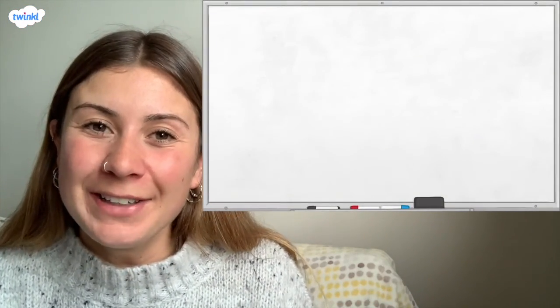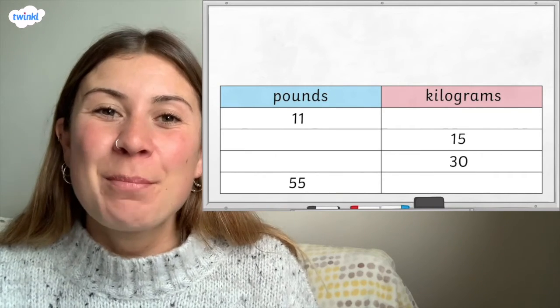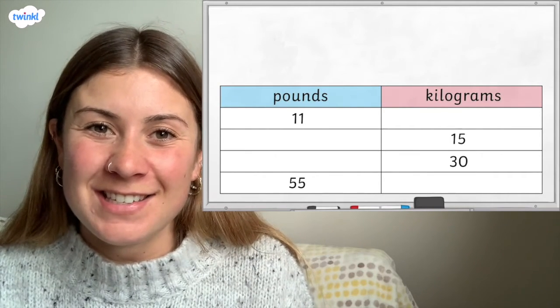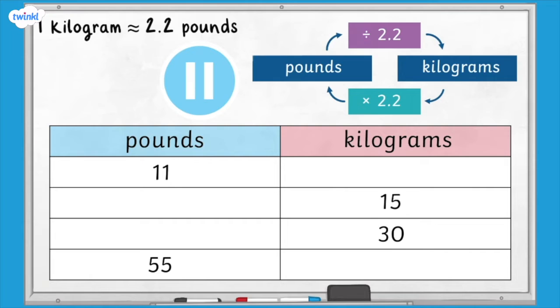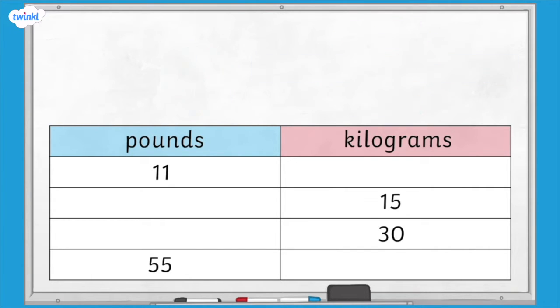Now it's your turn again. Pause here and try and complete the conversion table. Press play when you're ready to check the answers. Well done, here are the answers. Pause here if you need longer to check.